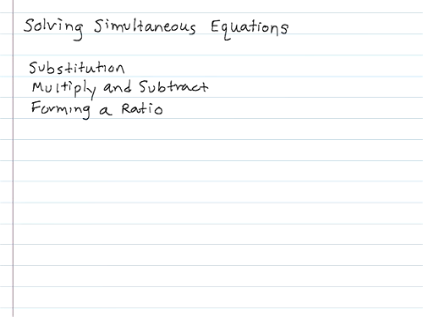Substitution always works, so that's a no-brainer. But substitution is long and tedious. The other two are easier. Multiply and subtract is easier than substitution, and forming a ratio is the easiest of them all. So one thing you might want to learn is how to determine which technique is best to use in the given situation.